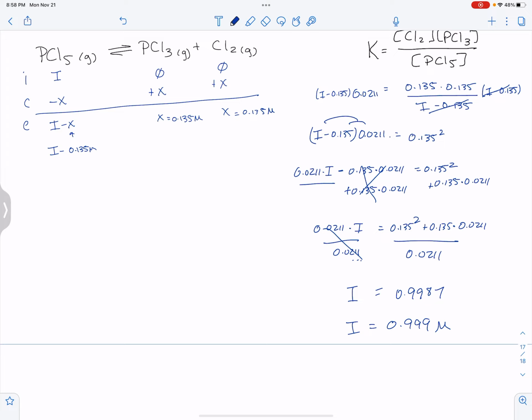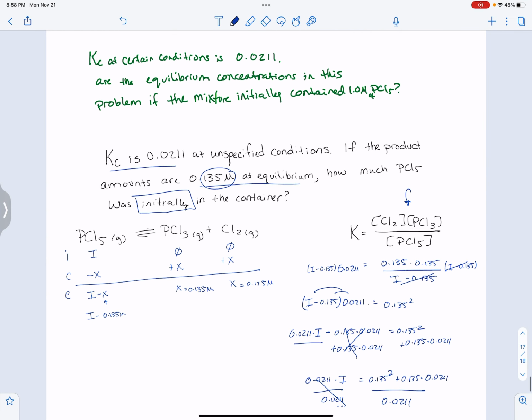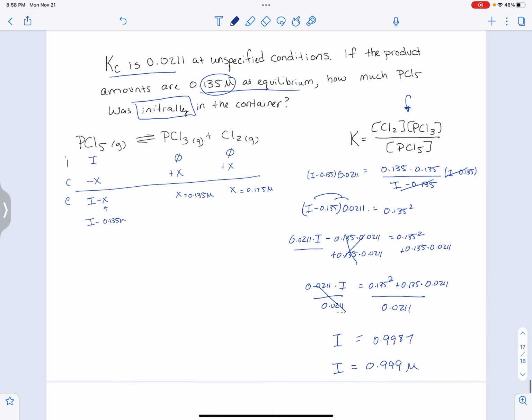So I've got that I is equal to 0.999 molarity. And if you jump up to the previous section, you'll see that it's actually the same problem that we worked in green from the other video. And you'll see that the initial amount in that case was actually 1.0 molarity, which is close enough in the error to be just fine. So that's how you go about solving for something that has an initial amount: you take your equilibrium amounts, use the initial as an I, and plug them all in so that you only have one variable in the equation. And then you go about solving it as you want to.